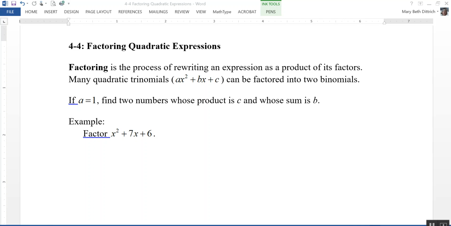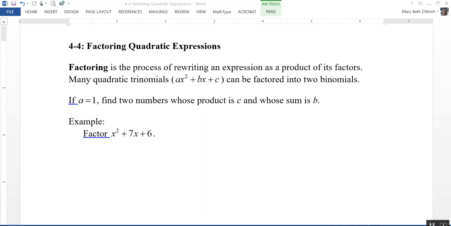Section 4.4 is on factoring quadratic expressions. Factoring is the process of rewriting an expression as a product of its factors. So for example, 12 has many factors, two of which are 3 and 4, because 3 times 4 equals 12.